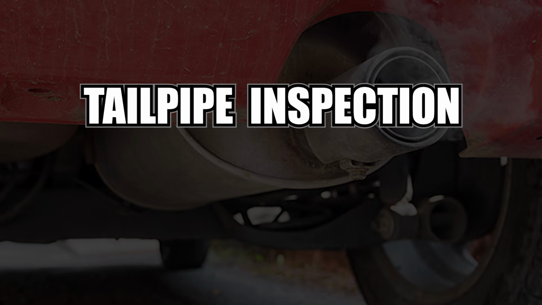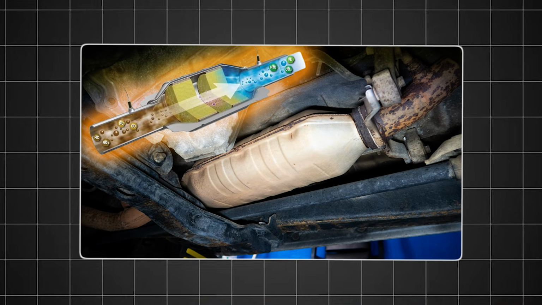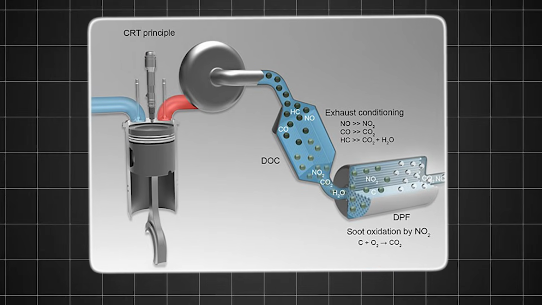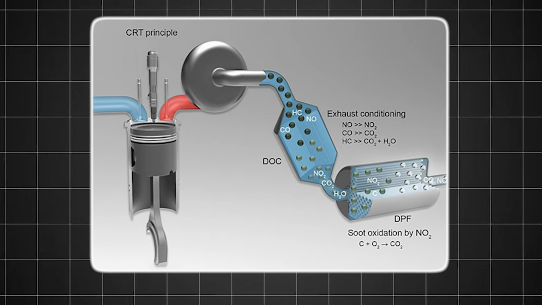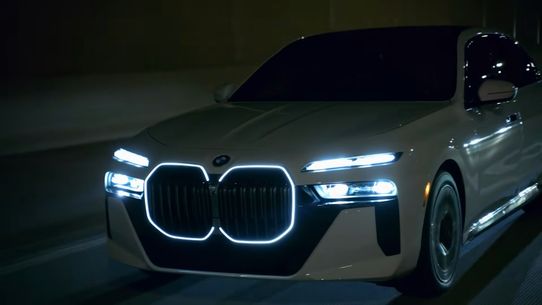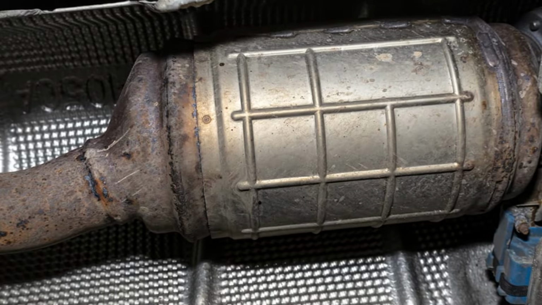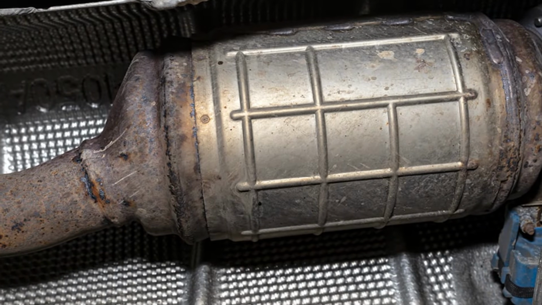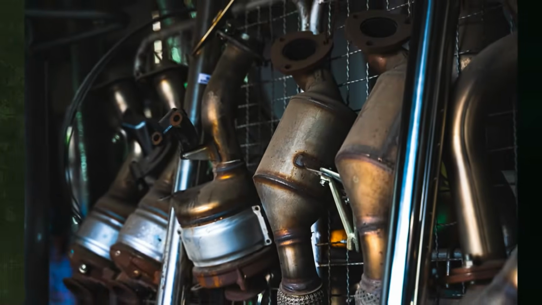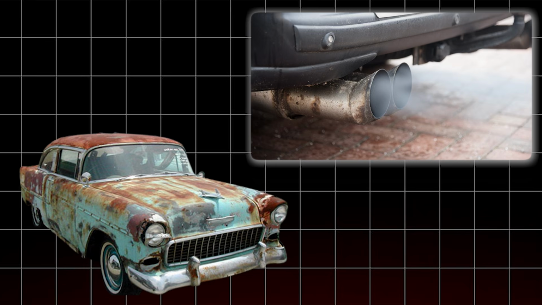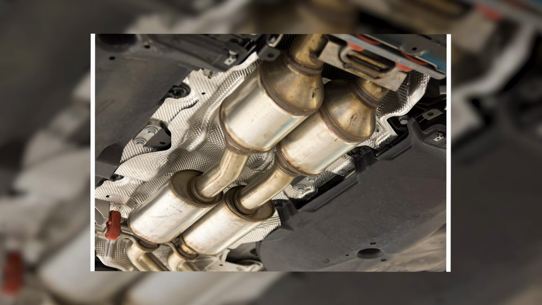Tailpipe inspection. What the soot tells you. Checking the condition of a catalytic converter can be effectively done through a tailpipe inspection, which involves examining the soot levels emitted from the exhaust. For instance, a vehicle like a Lexus, known for its efficient emission system, typically shows minimal soot, indicating a well-functioning catalytic converter. In contrast, older or poorly maintained vehicles may exhibit significant soot buildup, suggesting potential issues with the catalytic converter's efficiency.